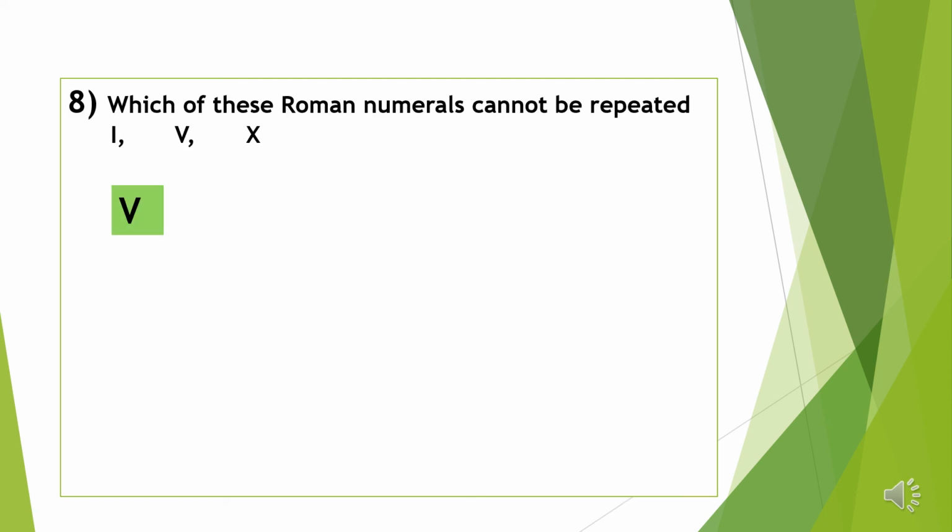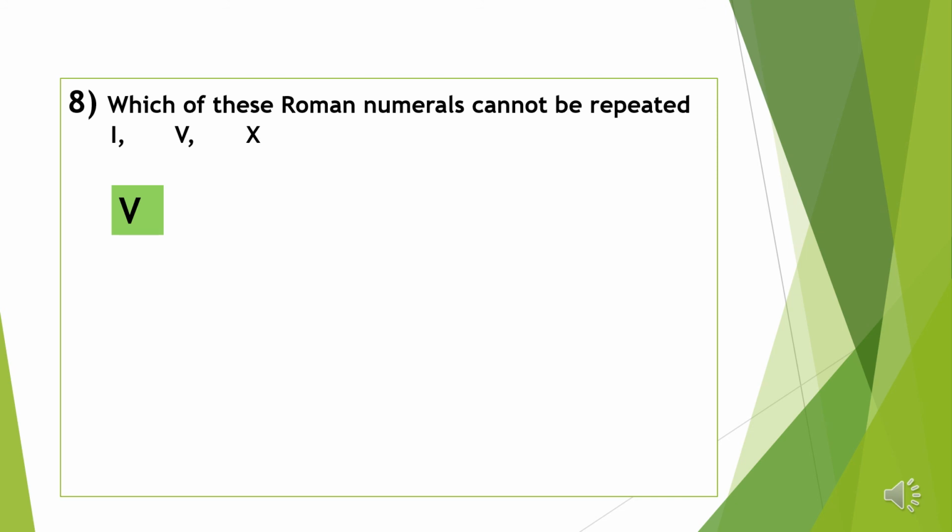All of you read question 8. Which of these Roman numerals cannot be repeated? What are the numbers given here? I, V and X. I represents 1, V for 5 and X for 10. We already studied that I can be repeated. 1 I means 1. 2 I together forms 2. 3 I together it is 3.